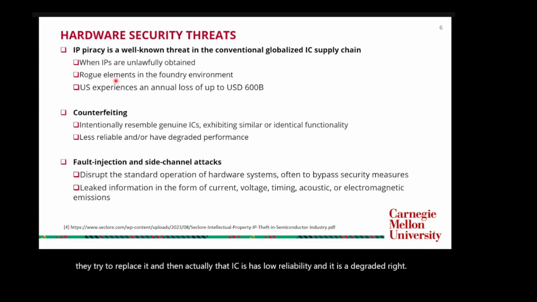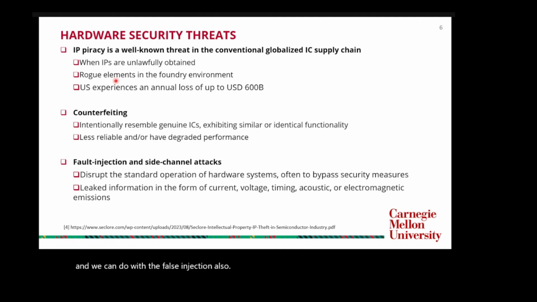Then we have fault injection. That tries to disrupt the operation of the hardware, right? They try to inject multi-bit or single-bit faults. There are many techniques for fault injection. In general, they try to disrupt the functionality, and sometimes they want to bypass the security mechanism. Just to give you a hint, for example, they try to bypass the secure boot, and we can do that with fault injection also. And as I mentioned earlier, side channel, right?